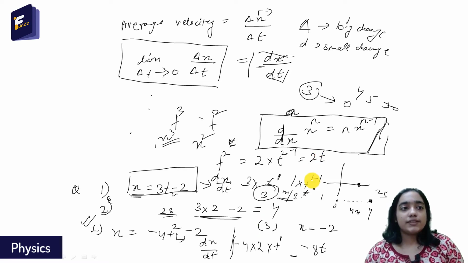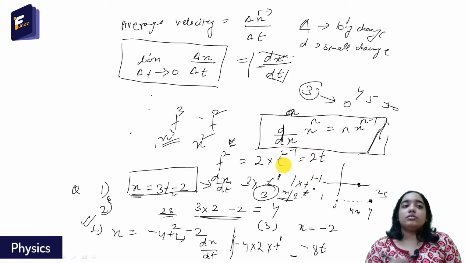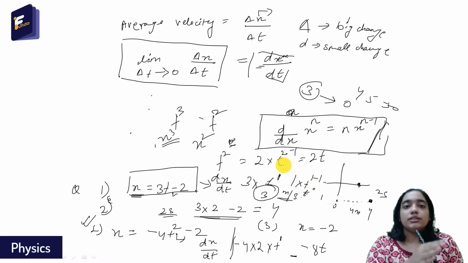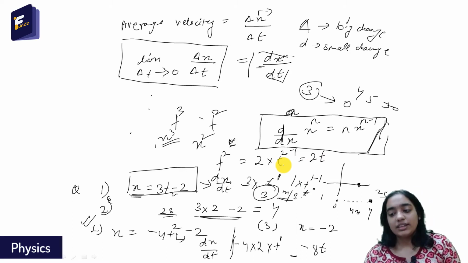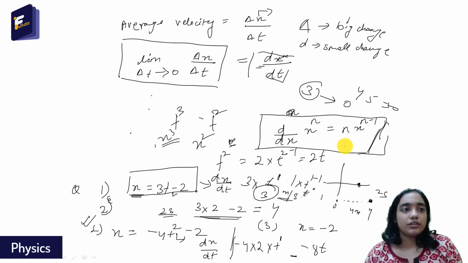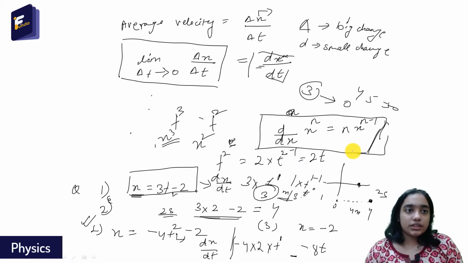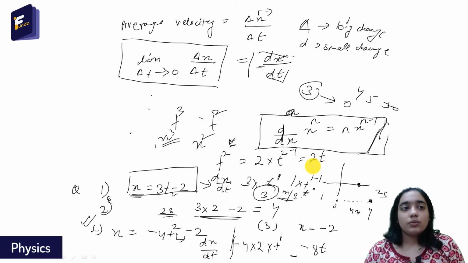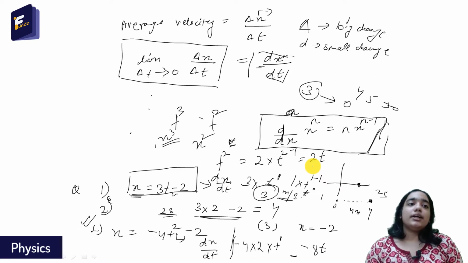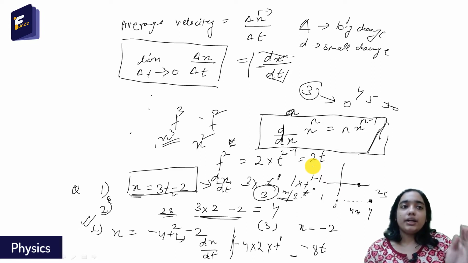So this negative sign indicates that this velocity is negative, in the negative direction. So in this case the velocity is negative. In the third question, it is x equal to minus 2. As you can see, x equal to minus 2 means that the particle is not moving.